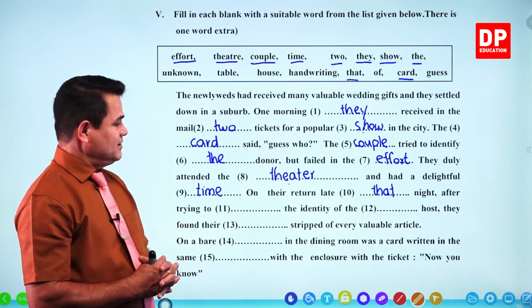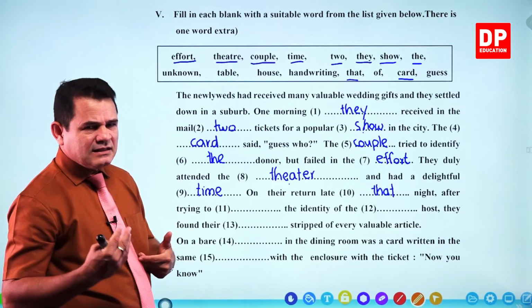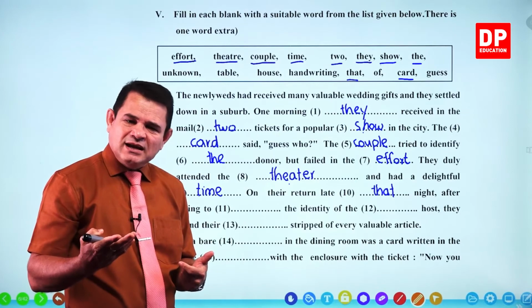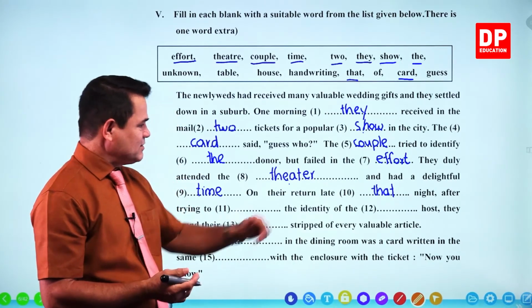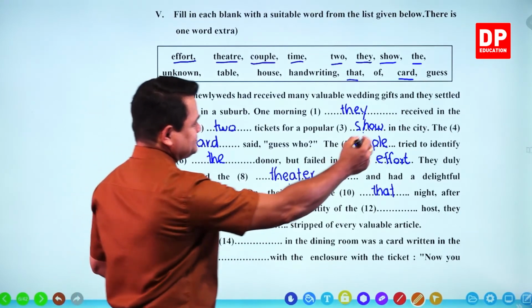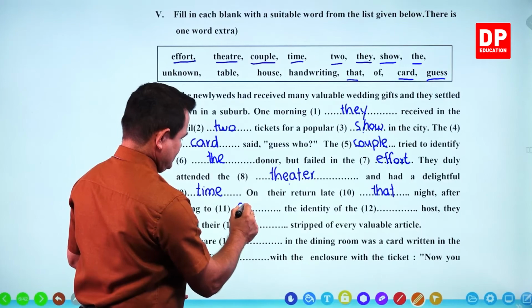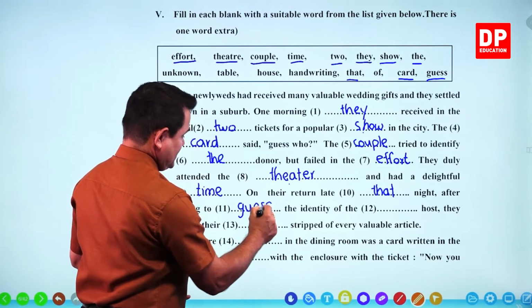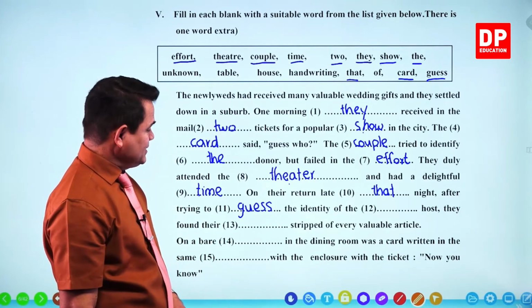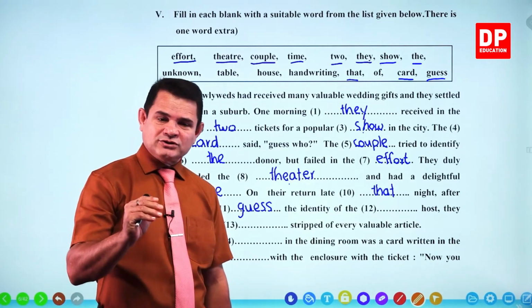After trying to... what? Guess. After trying to guess the identity of the blank host.